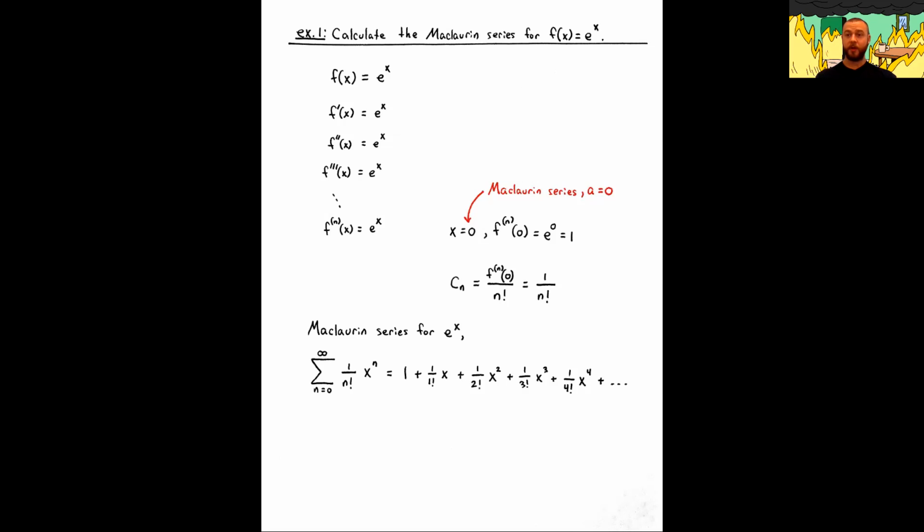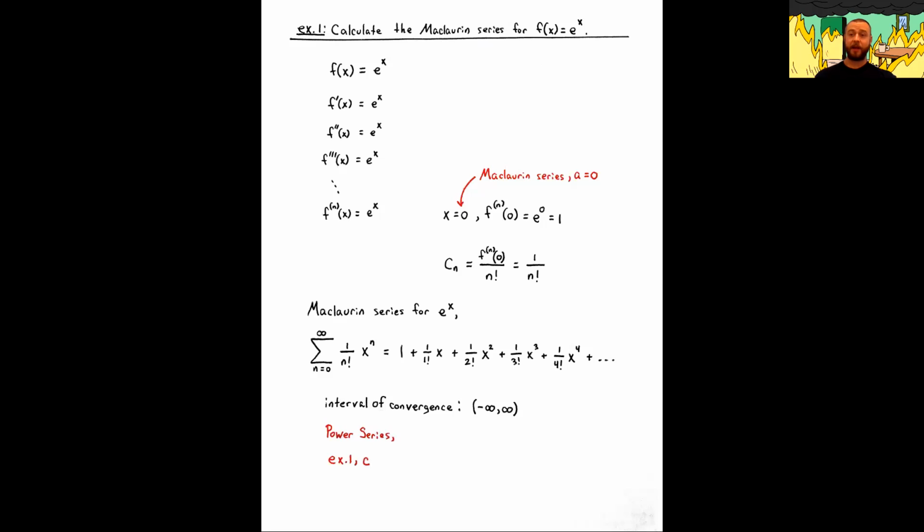Now, one question that we addressed for power series representations is for what values of x do they converge? And we actually did this example. I didn't tell you at the time what it was, but think back to our lecture on power series, example 1, part C. We found by applying the ratio test that this power series has an interval of convergence of negative infinity to infinity. In other words, this power series converges for all values of x.